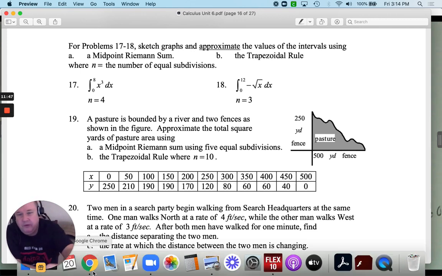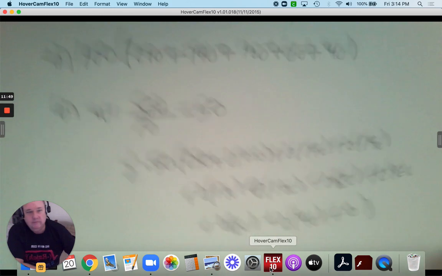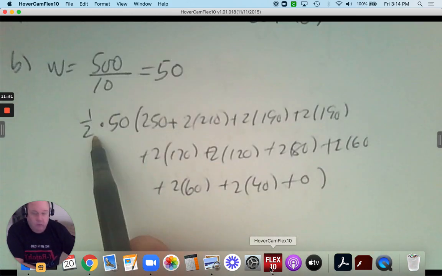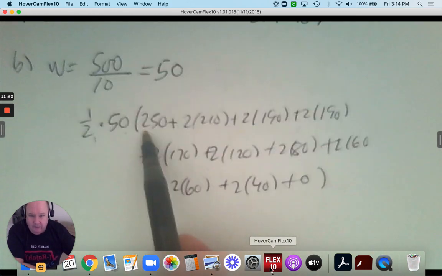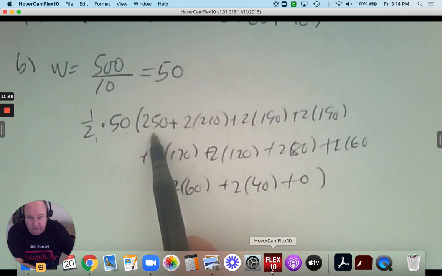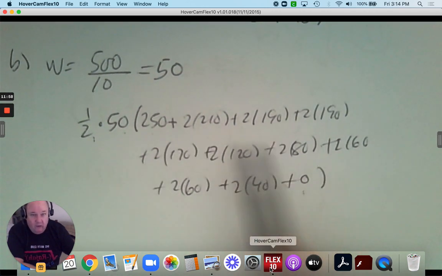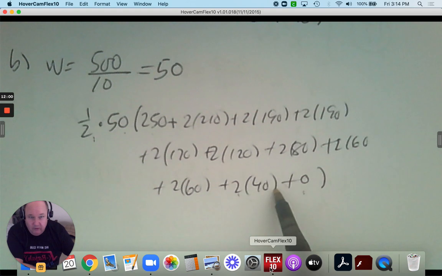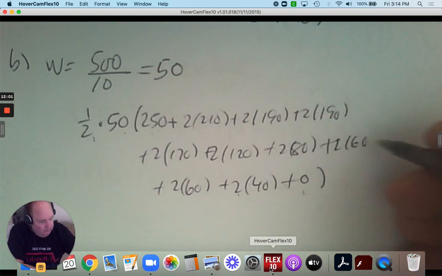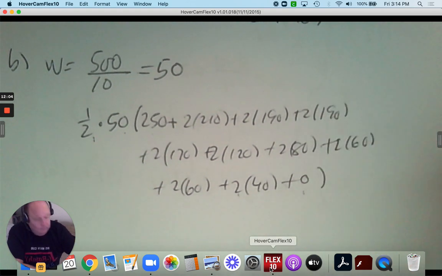This is what it would look like. So it's 1/2 times 50, and then every 50 is a height. So the first height and the last height are singular. All the rest are doubled. Just follow the pattern all the way through, and you have your answer. All right, that was number 19.